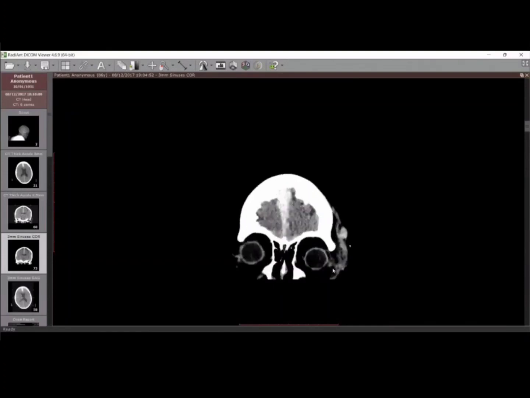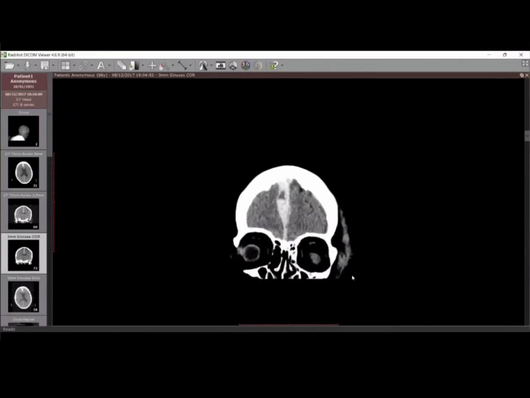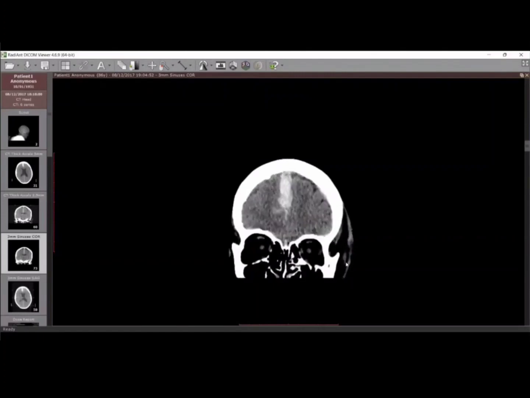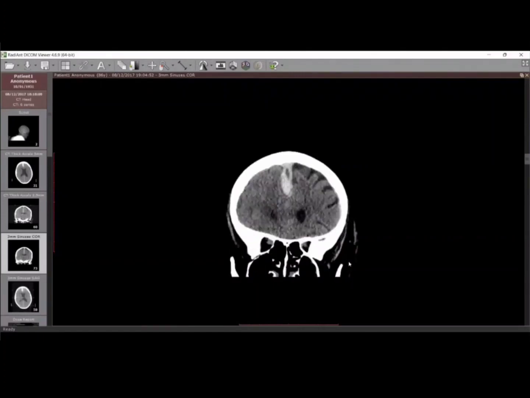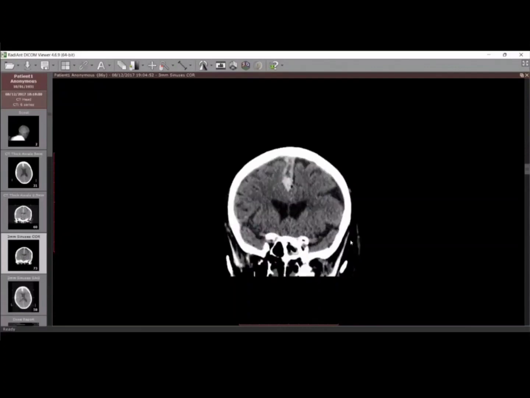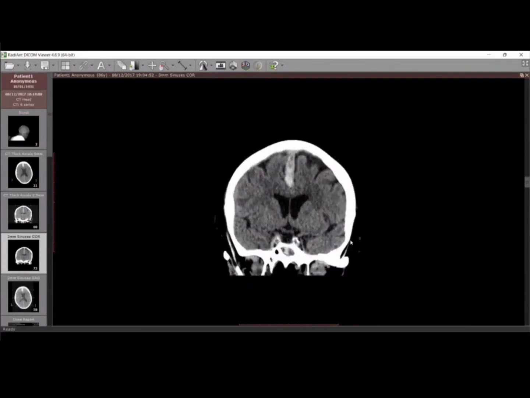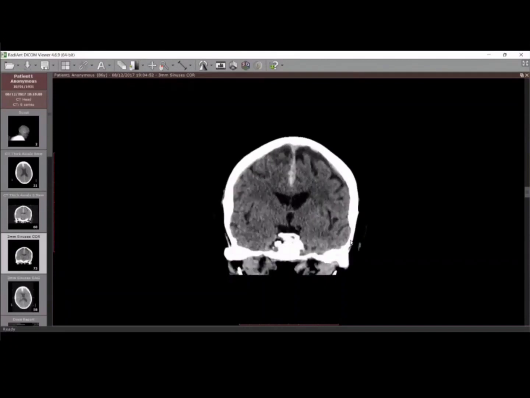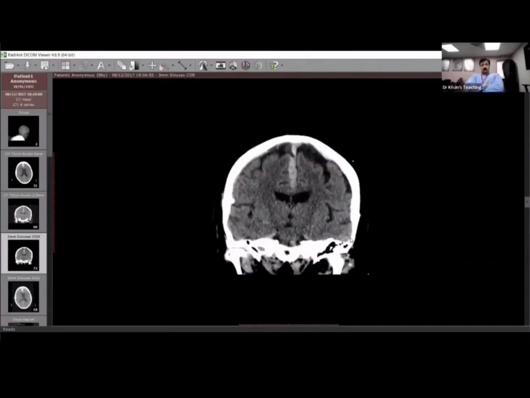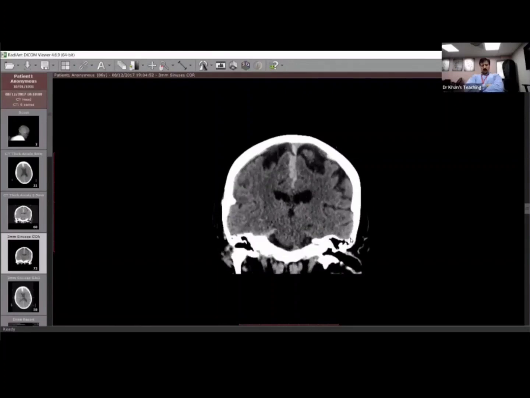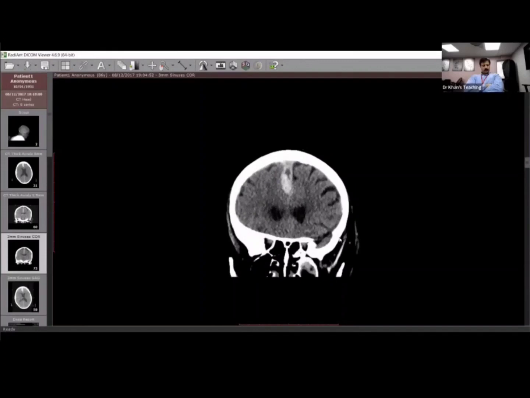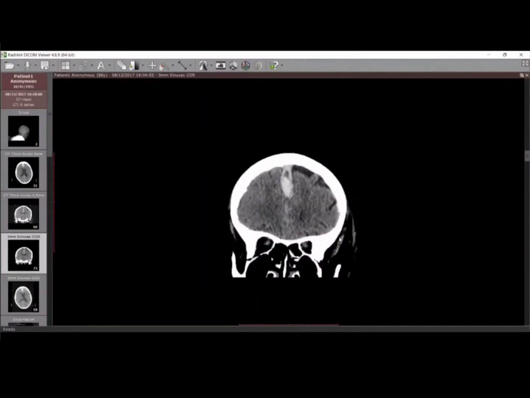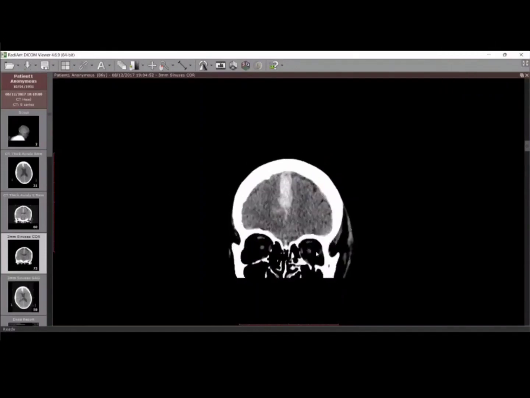I'm just looking at the orbit itself. So yes, this whole left-sided subgaleal hematoma is there involving the frontal and the left orbital region. The patient has got diplopia and vision is affected, left eye. So with this history, the vision of the left eye is affected.